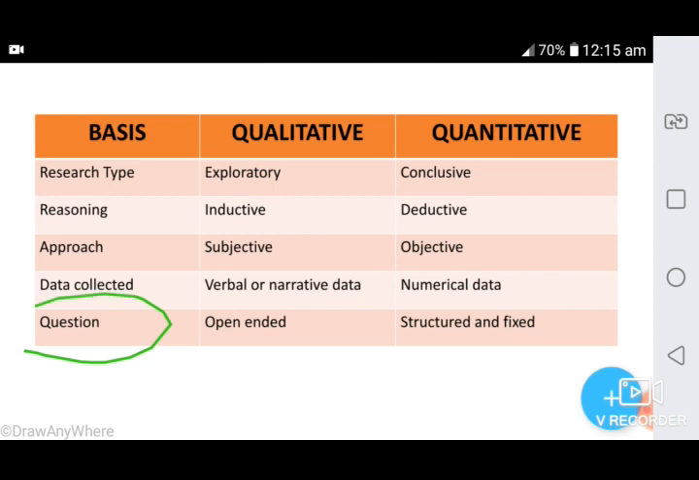Last one, on the basis of the question. Qualitative research uses open-ended questions. Open-ended questions means unstructured questions, which allow the respondent to express himself freely on a given subject. Okay, that is open-ended or unstructured question. Then quantitative research uses structured or fixed, that is close-ended questions. It is commonly used in survey research. Under this method, the questions can be answered in a simple form, say yes or no. Okay, that is structured or fixed questions.